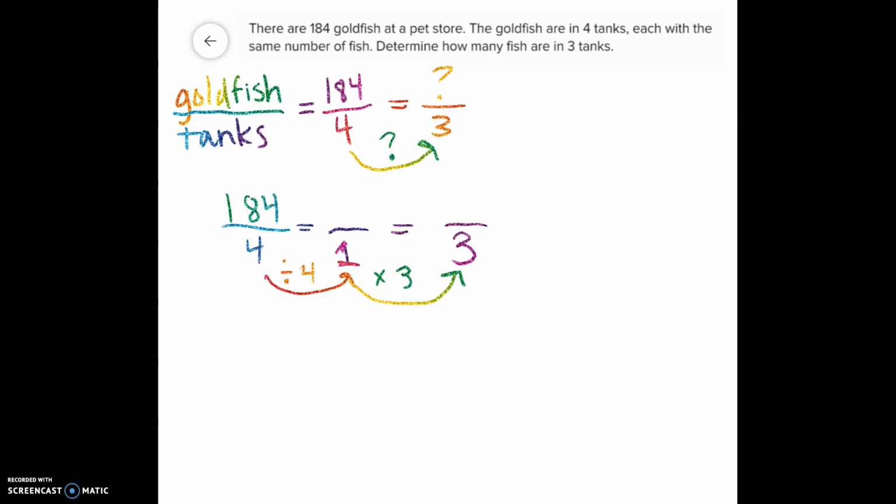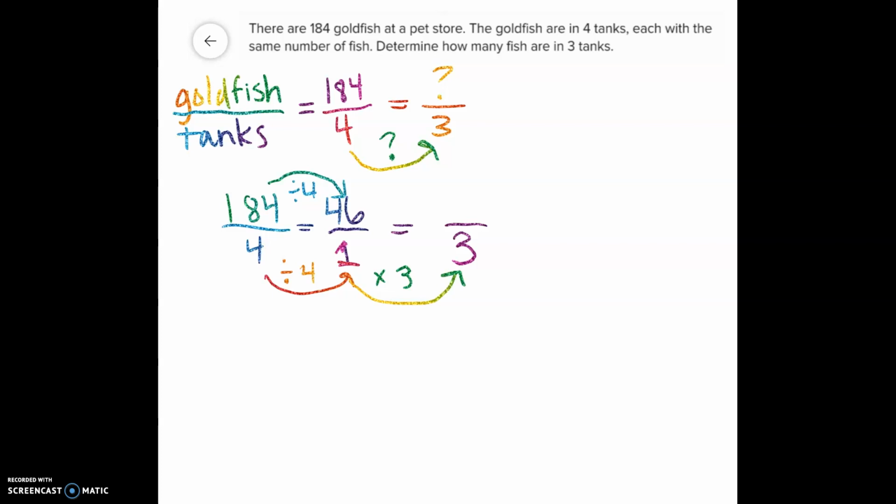So here's where your calculator can come into play. I'm going to have to do this exact same thing to 184. I'm going to have to divide 184 by 4. And using my calculator, I see that that is 46 goldfish per tank. 184 divided by 4 is 46.